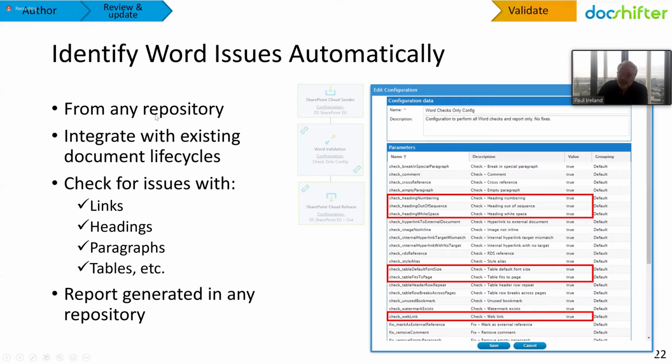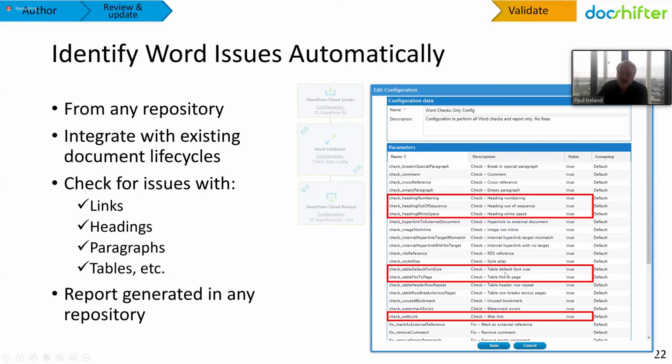So this should be performable from any of your repositories and then integrate with your existing document lifecycle, leveraging what you already have in a consistent way with your DMSs or multiple DMSs, and checking for issues like hyperlink issues in Word, heading issues, paragraph issues, table issues, for example. I'm not going to go through all the things that you can perform, just highlighting a few: checking things like heading numbering, headings out of sequence, checking for white spaces in the headings, some of the things that I highlighted before in the Word section previously. Things around tables and web links, etc.